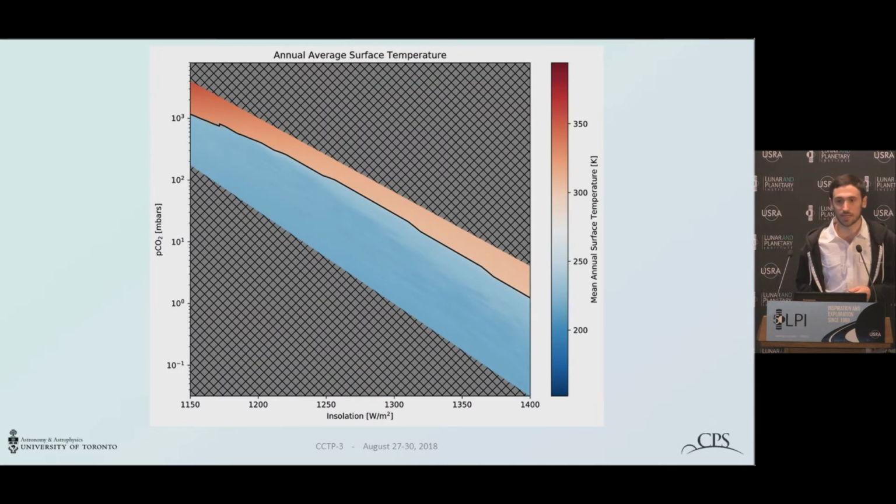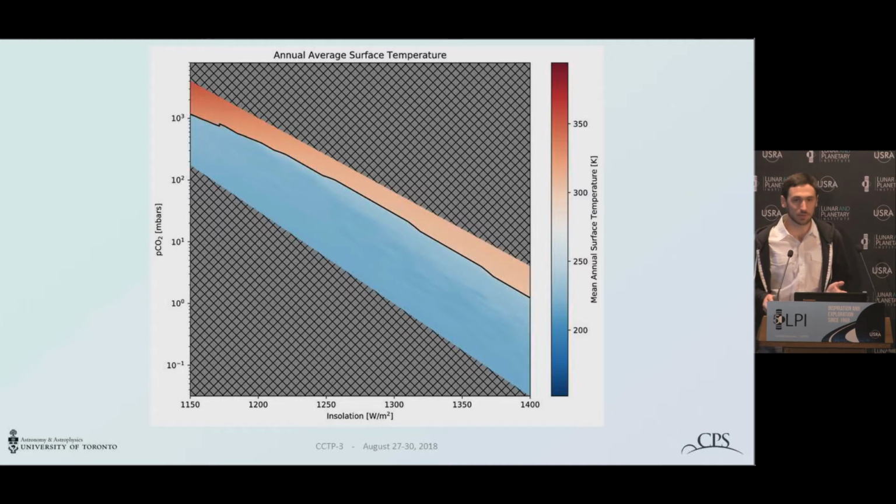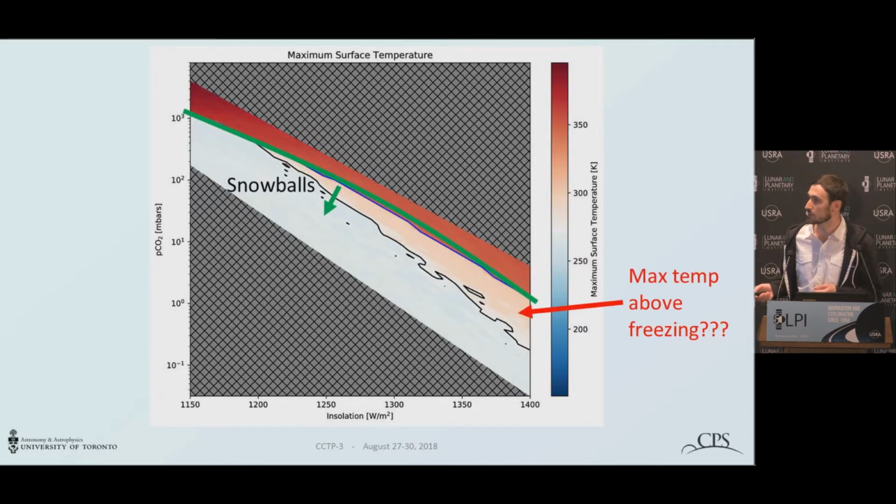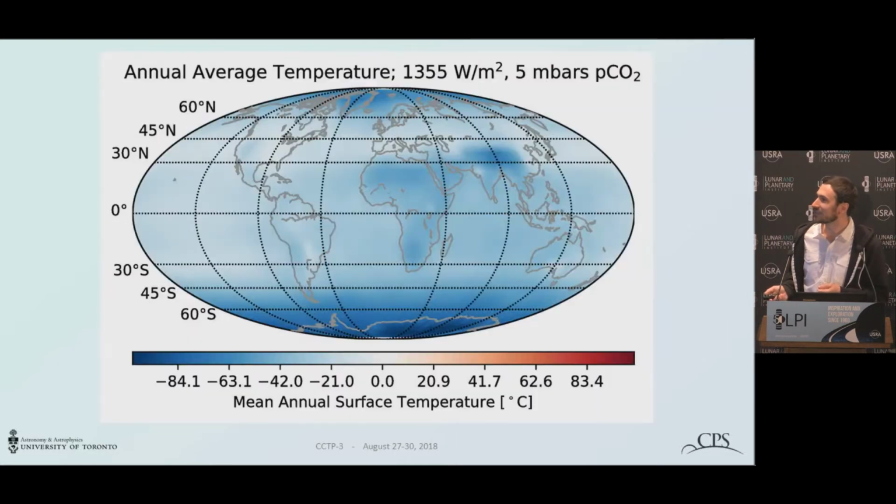So here I've plotted the average surface temperature for a range of climates across insolation and PCO2 at the warm edge of the snowball branch. You can see the transition up out of snowball is the red. But here now I've plotted the maximum surface temperature for those same models. And you can see that snowballs are still everything below this green line, but now we have this slice of parameter space where the maximum temperature is above freezing. So that's kind of odd.